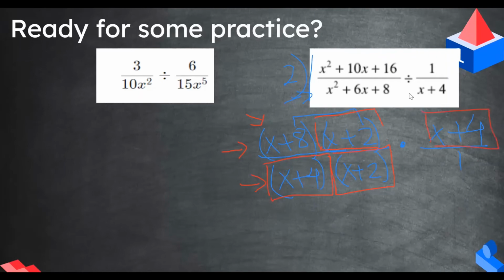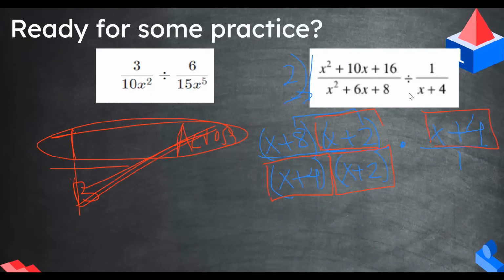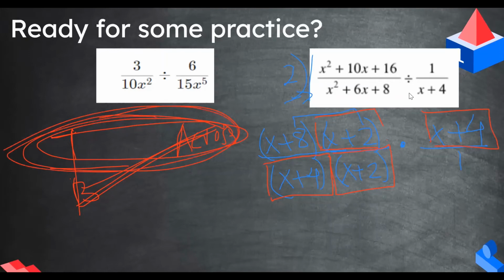You can find common factors top to bottom. You can't find common factors across, because if you do that, you can't cancel them out. You can only cancel stuff out top and bottom, and if you have something diagonally on the other side, you can cancel them out, but you can never cancel stuff out across. So do not look for common factors across.